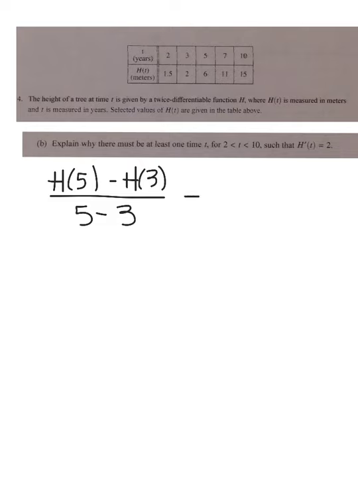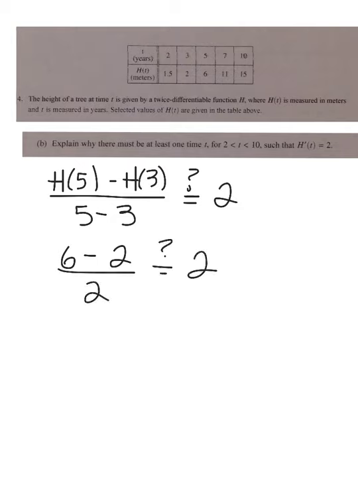So let's say we did h of 5 minus h of 3 over 5 minus 3. Let's see if that equals 2. Okay, well, h of 5, let's look at that. That's 6 minus h of 3, which is 2, and 5 minus 3 is 2. So in the numerator we have 4 over 2, which is 2, and that does equal 2.